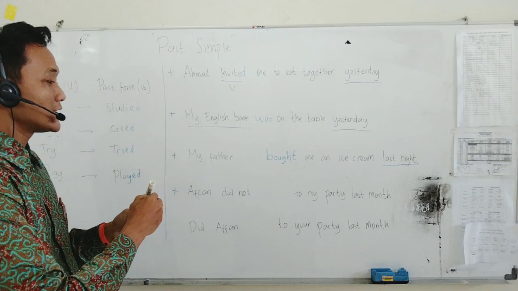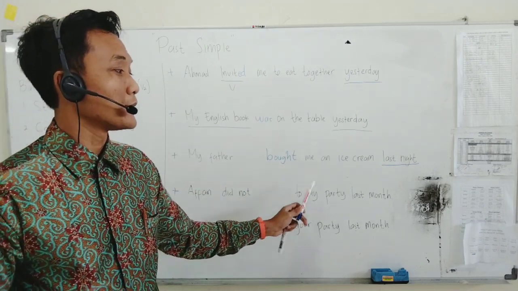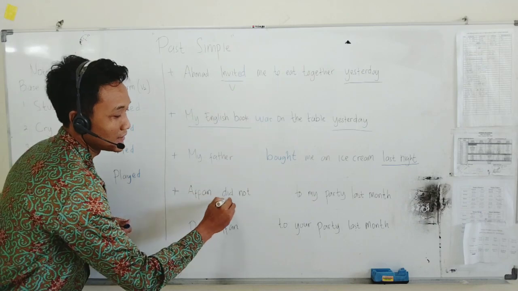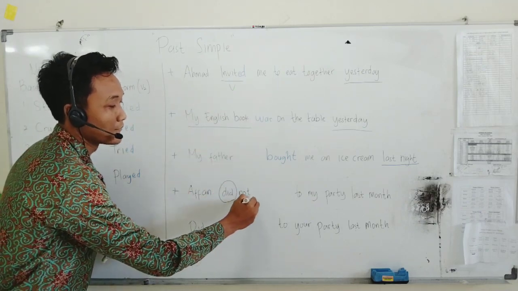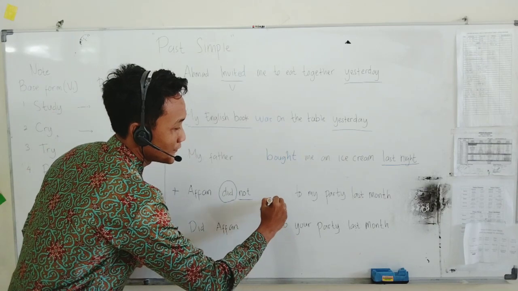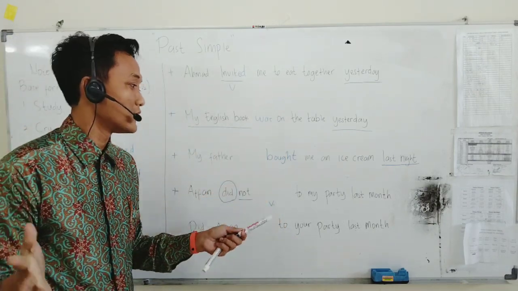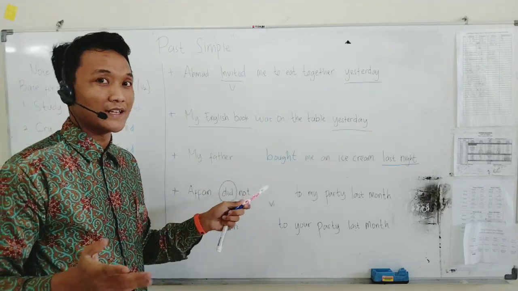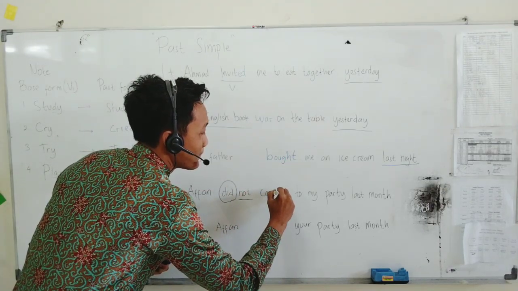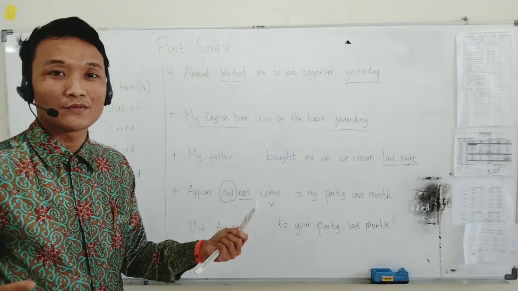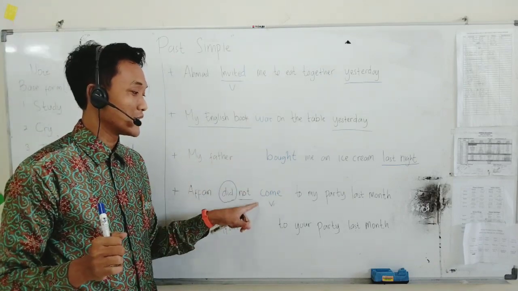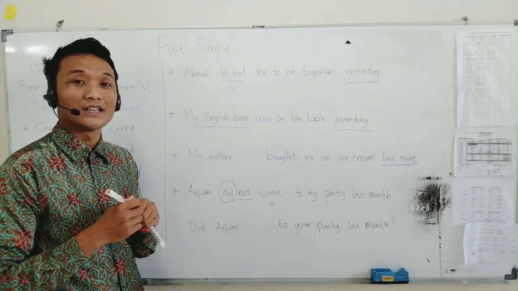And the next is: Afan did not, blank, to my party last month. Here is the negative form actually, because it has did and not for a negative sentence. Afan did not, and here it should be verb 1. You may choose up to you what verb you would like to fill in this sentence, but what I would like to write is come. Come is verb 1 and it is irregular. The verb 2 of come is came, yeah. But we don't need to change to verb 2 because it is not in a positive sentence, but in a negative form here.